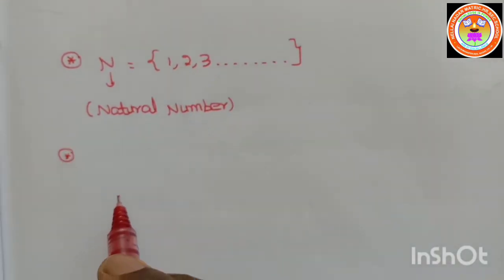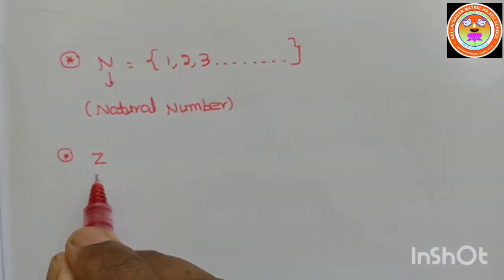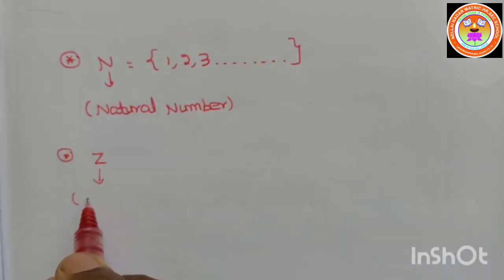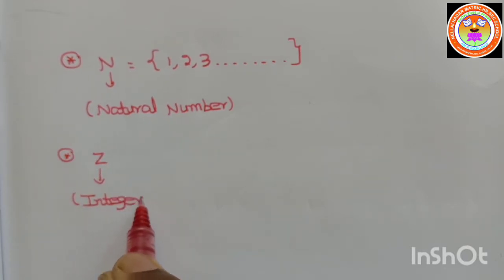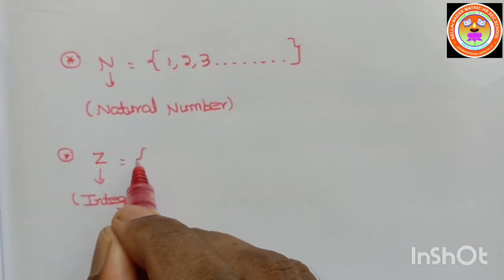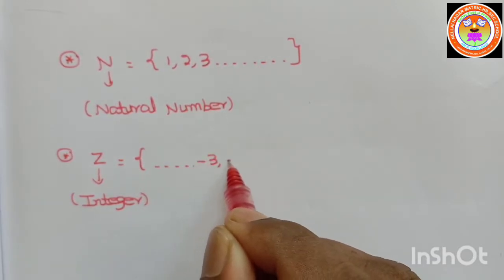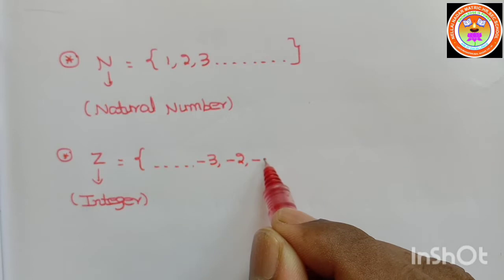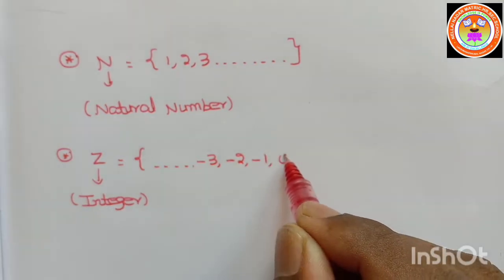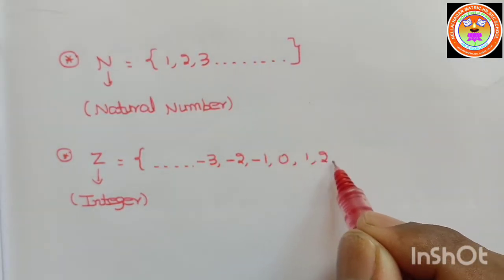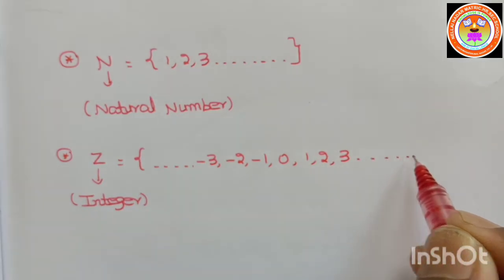Second one is Z. Z is the integers, negative to positive: -3, -2, -1, 0, 1, 2, 3, going on.